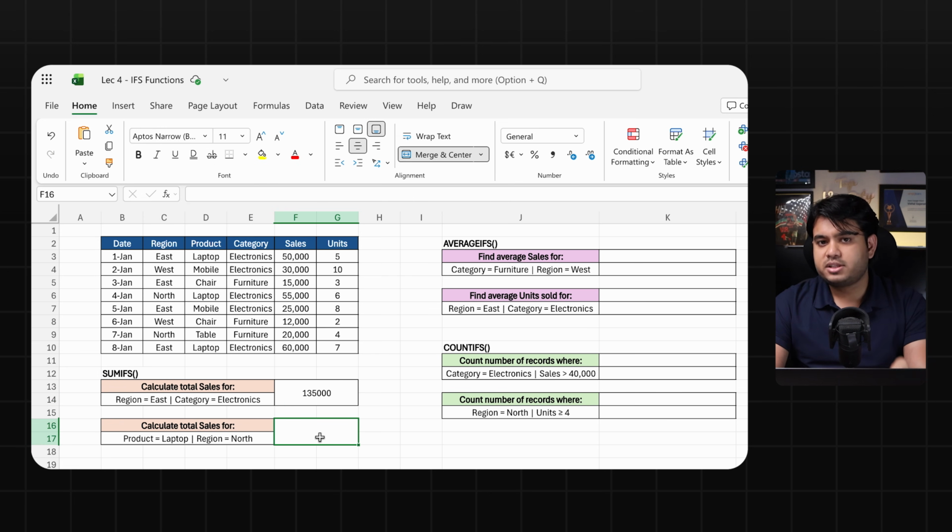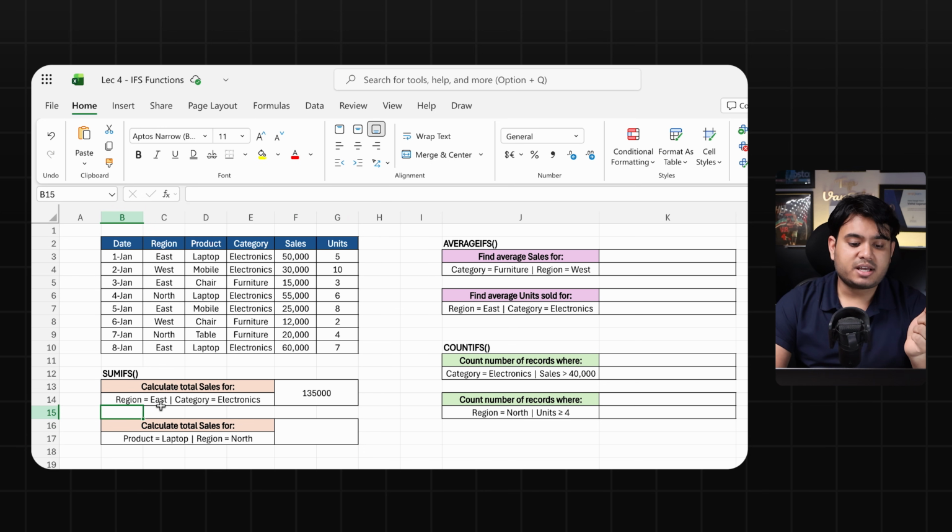Now similarly we'll solve the second question, where they are asking to calculate the total sales for product laptop and region north. These ranges can be changed, so don't worry about the range. You can put any criteria first: in the first example we put region as a criteria, in the second we are putting product and then region. This interchange of the criteria doesn't matter. There will be no effect on your answer.